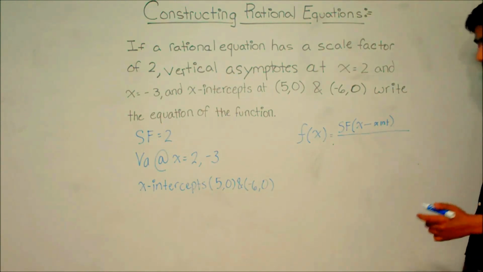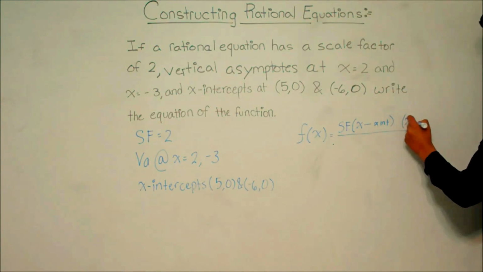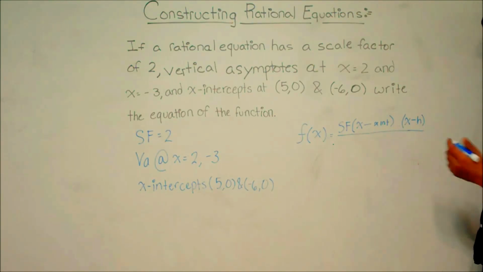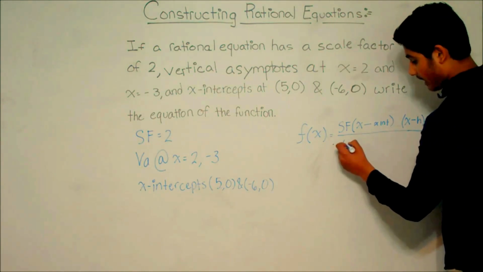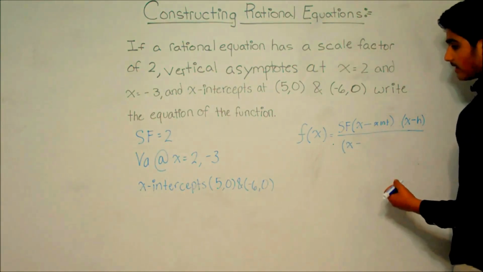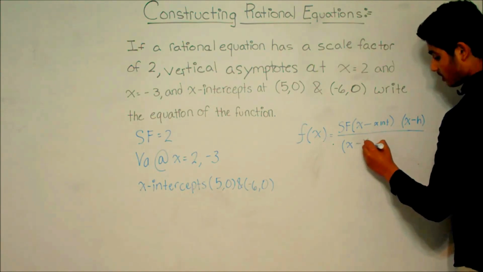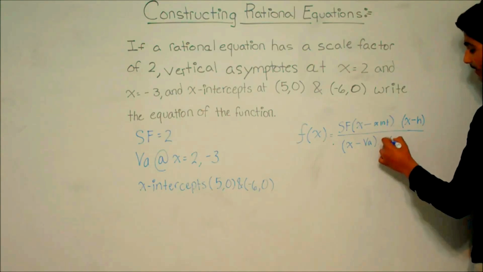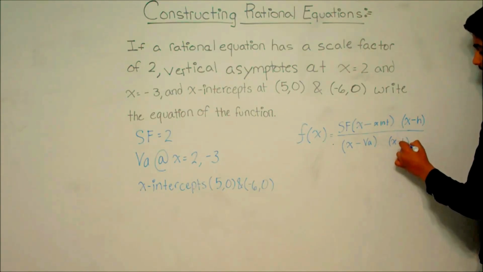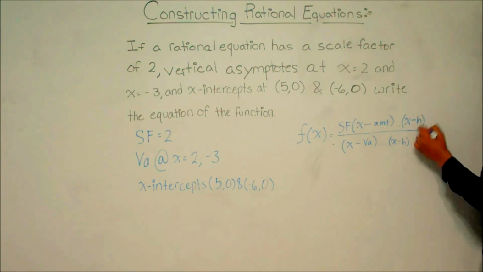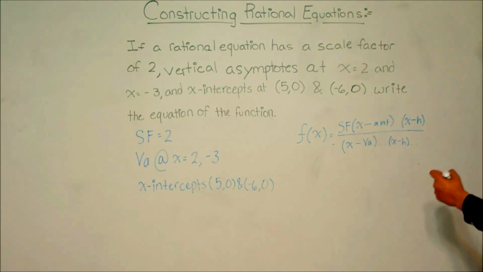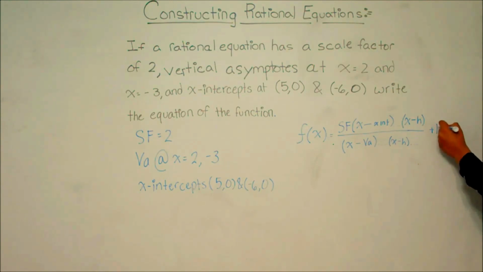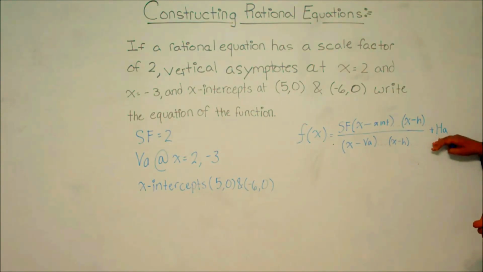Then also in the numerator we have x minus the hole, so x minus h. In the denominator, as we know, we have x minus the vertical asymptotes, VA, however many there are, and then x minus h, the holes, however many there are. And then afterwards, at the end of the equation, we have plus HA, which is the horizontal asymptote.